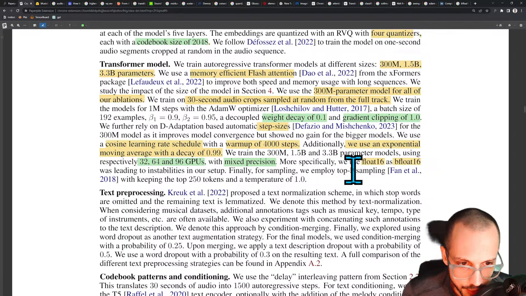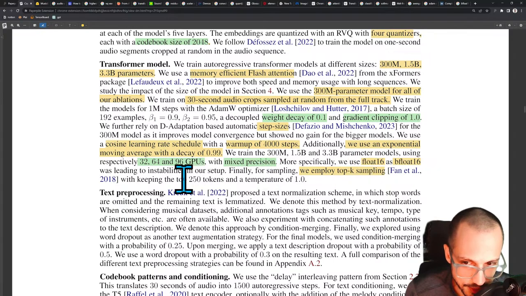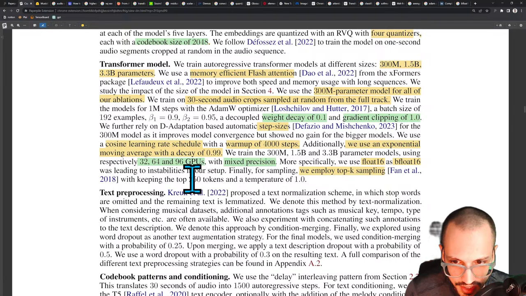Finally, for sampling, we employ top K sampling. So what is sampling here, right? Like I said, what the transformer is outputting is not the next token, it's outputting a probability distribution over all tokens. So you could just pick the token that has the highest logit or the highest probability, or you can do these different types of sampling approaches where, for example, top K picks the top K of those and then within those does something, right?